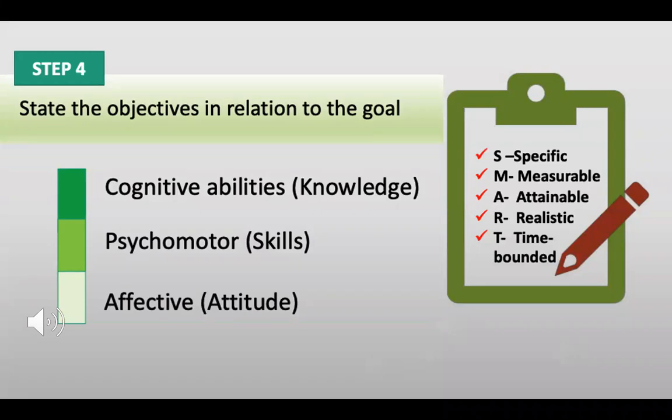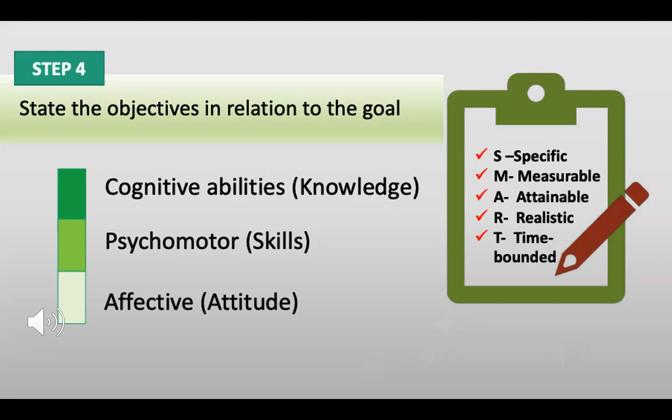Also, there are a lot of measurable verbs that we can use when we are formulating objectives of the cognitive domain, psychomotor domain, and affective domain. So it's good to choose very well the measurable verbs that we are going to use in setting our objectives. Also, we must take into consideration the logical sequence of the objectives that we are establishing.